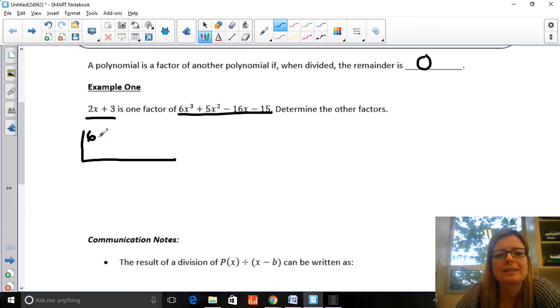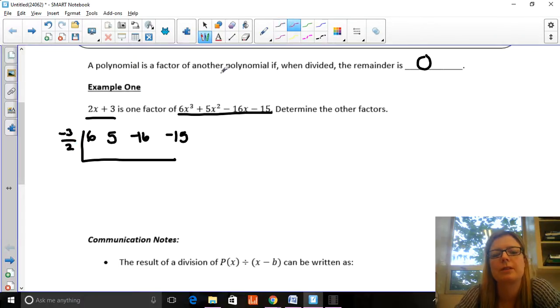So I get 6, 5, minus 16, and minus 15. Now out here, I need to put minus 3 over 2, since that would be what would make 2x plus 3 equal to 0. Okay, I bring down my 6 and I go through and do the synthetic division. I'll go through this rather quickly since this is not the focus of today's note. That's the focus of yesterday's note. So I'm just kind of filling it in.